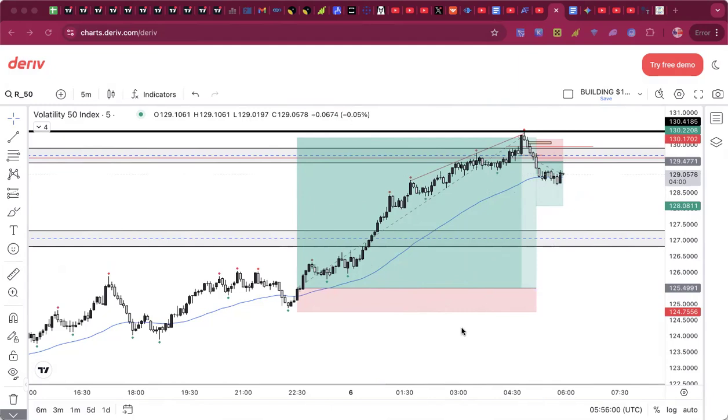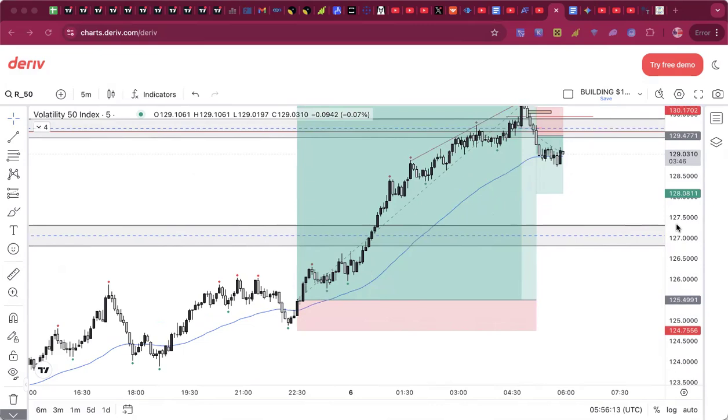That's $18, guys. Yeah, you heard me right. That's $18, guys. So imagine risking $3 to make $18. Does that make sense? It makes very powerful sense. Risking $3 to make $18.